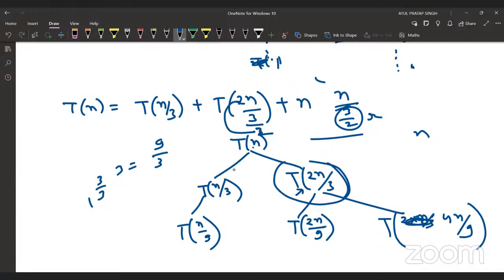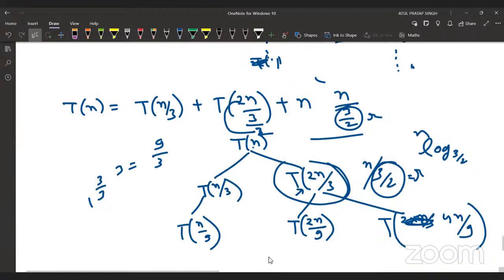In that case, you can write it like this, divided by 3 by 2. We are taking this equal to r, and because of that we write log r, so the log base is 3 by 2. Okay, so this is the recurrence tree concept.